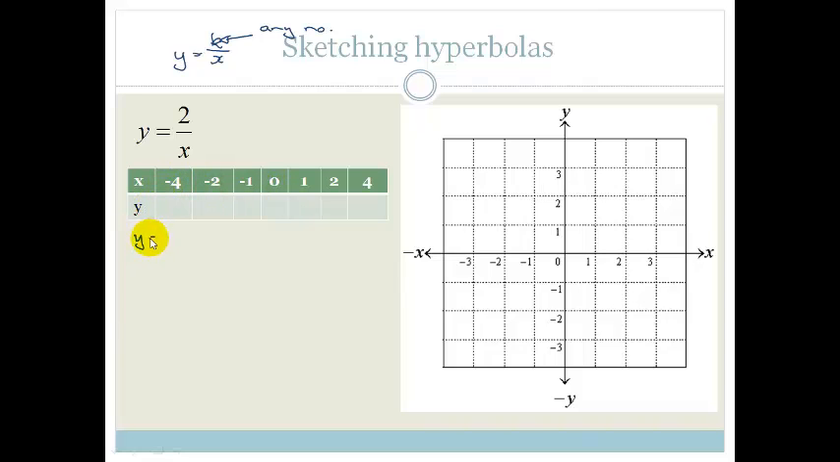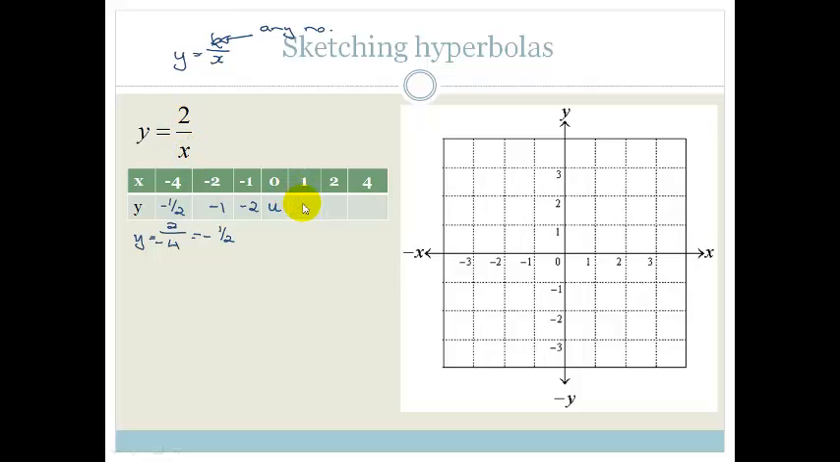The y is equal to 2 over minus 4. So, y is equal to 2 over minus 4 becomes minus 2 divided by 4, which is minus a half. So that there is minus a half. 2 divided by minus 2 is minus 1. 2 divided by minus 1 is minus 2. 2 divided by 0 is undefined. So I'm going to write a u here for undefined, because anything divided by 0 is undefined.